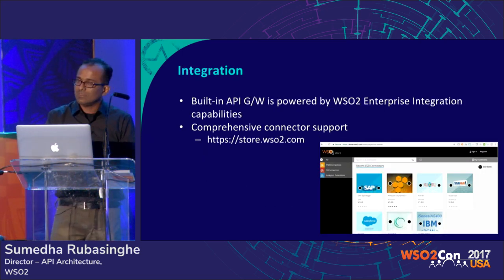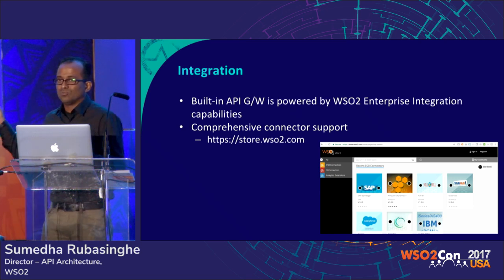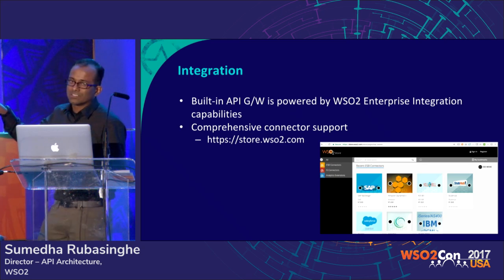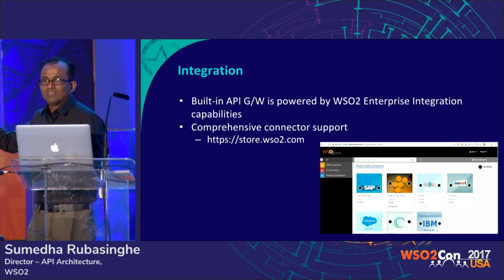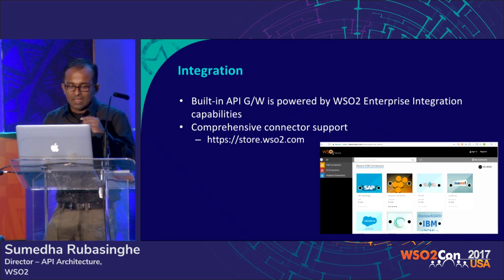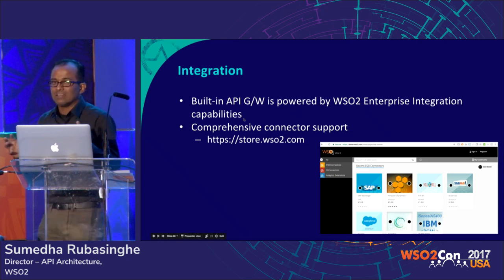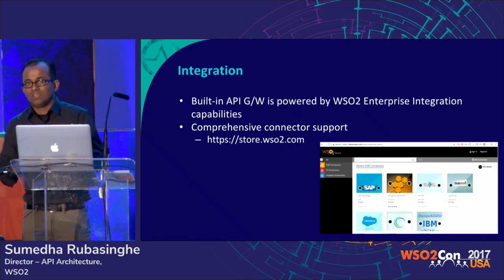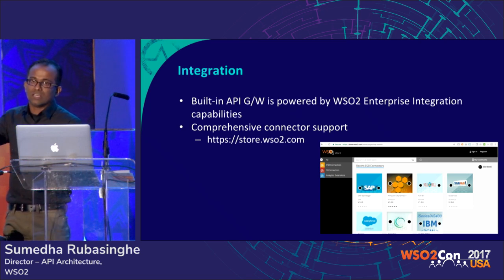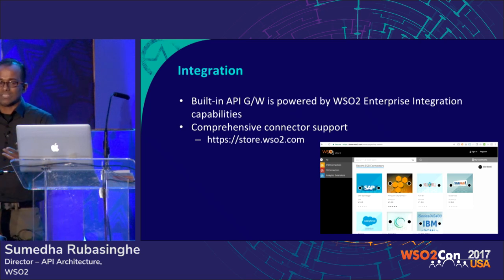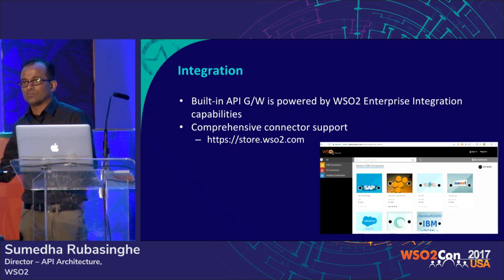Then integration capabilities. WSO2, within our integration platform, has a vast number of connectors that connect it to different systems. If you haven't gone to the WSO2 connector store, which is at store.wso2.com, just go there. There are close to 150 connectors that connect to different systems. And since it's a built-in API gateway that we are using, which also happens to be our integration platform, all of those connectors can be used, so that, for example, an IoT device can send in a message which can be captured maybe by Salesforce, because we have a Salesforce connector.